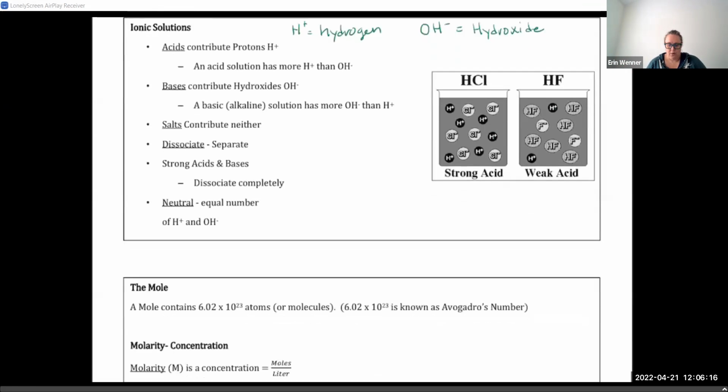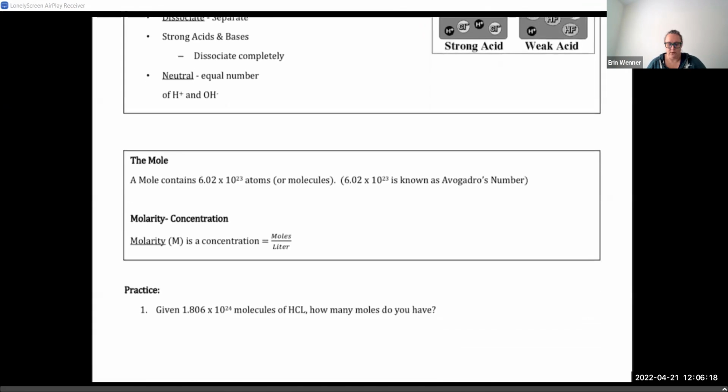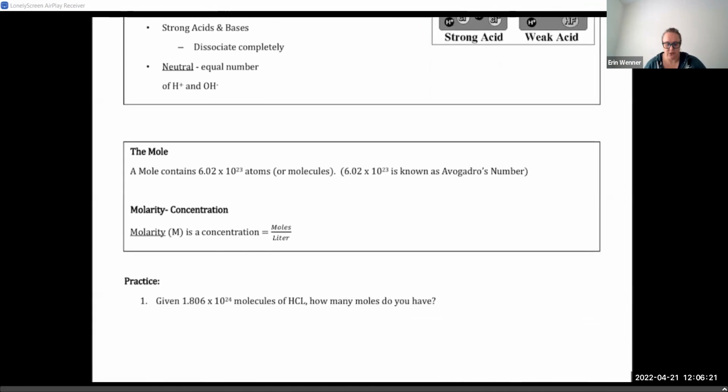So moles, not like the little things that are in the ground. So a mole contains 6.02 times 10 to the 23rd atoms or molecules. 6.02 times 10 to the 23rd is known as Avogadro's number. And then you know how we have Pi Day, March 14th, right? So October 23rd is known as Mole Day because of the 10 23.